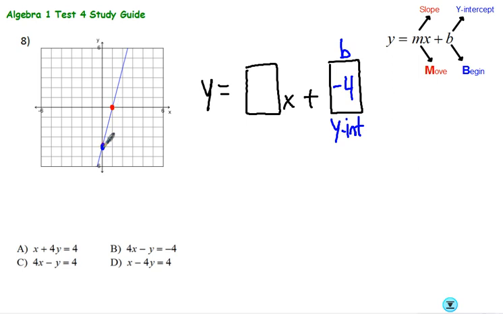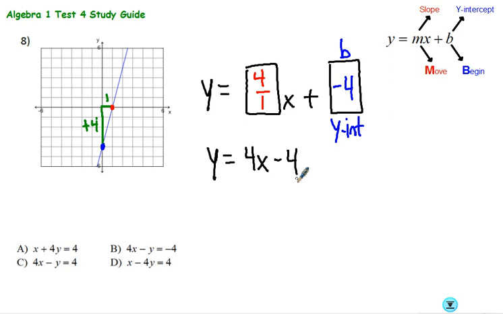So let's see here. Up 1, 2, 3, 4, and 1 to the right. So we're going to go up 4. That would be a positive 4. And then 1 to the right. So that would be a slope of 4/1. So when I clean that up, I've got y equals 4x minus 4.